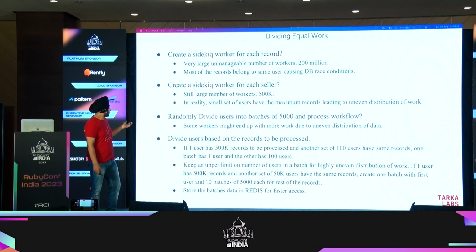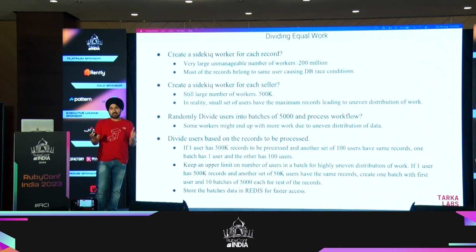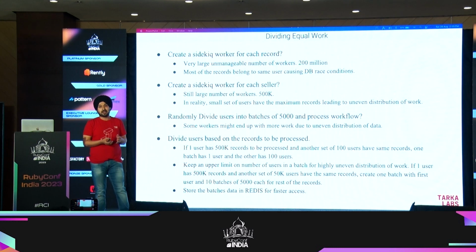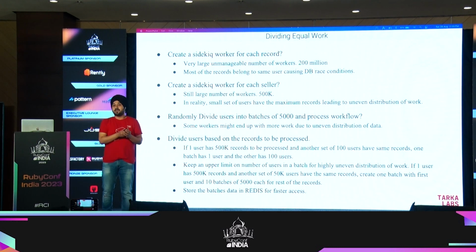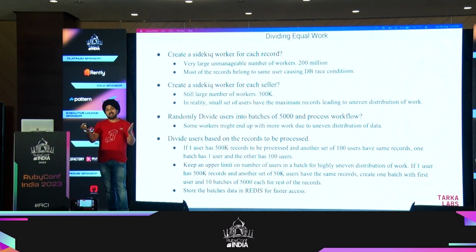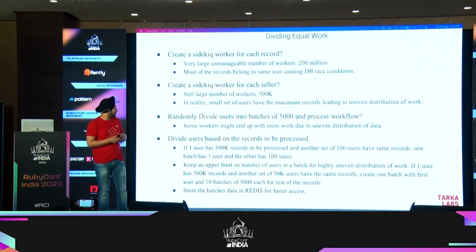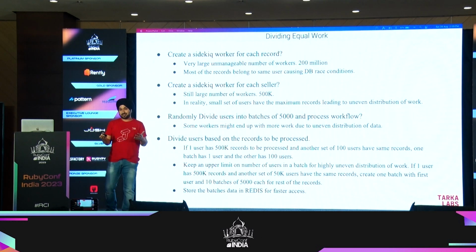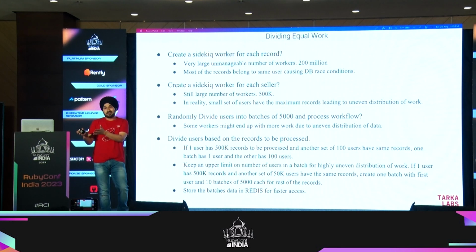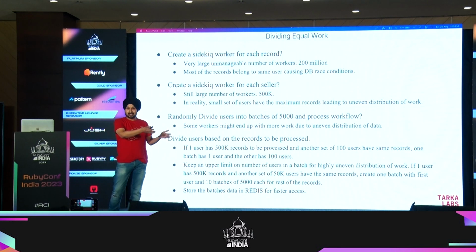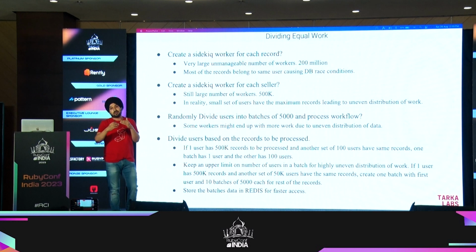So how we solved this was, we said, okay, let's divide batches based on how the work has to be done. If there's one user who has, let's say, 500,000 records to be processed, and another 100 users who have the same set of records, why not create multiple batches, right? One batch with just that one user, let them do whatever they want to, and the other batch could have more users. But then we got into a situation of highly uneven distribution. I remember one time we had 100,000 users in a single batch and 2 users in one batch, right? And that started breaking our transactions.